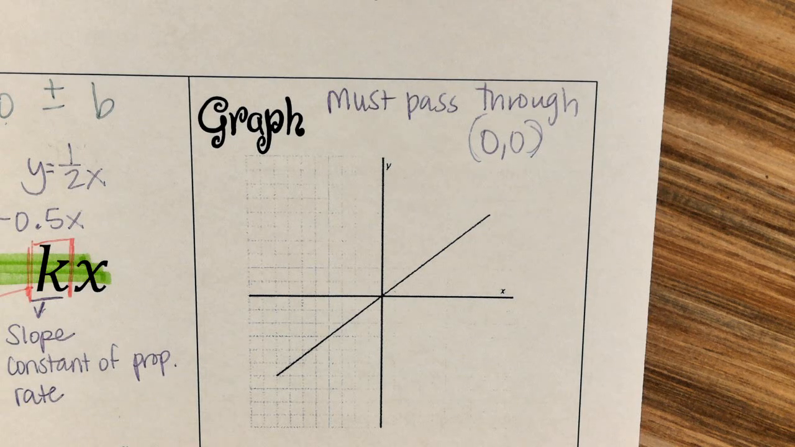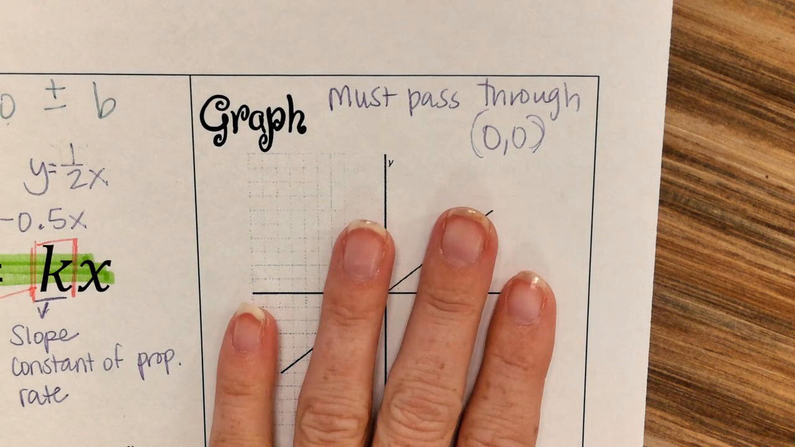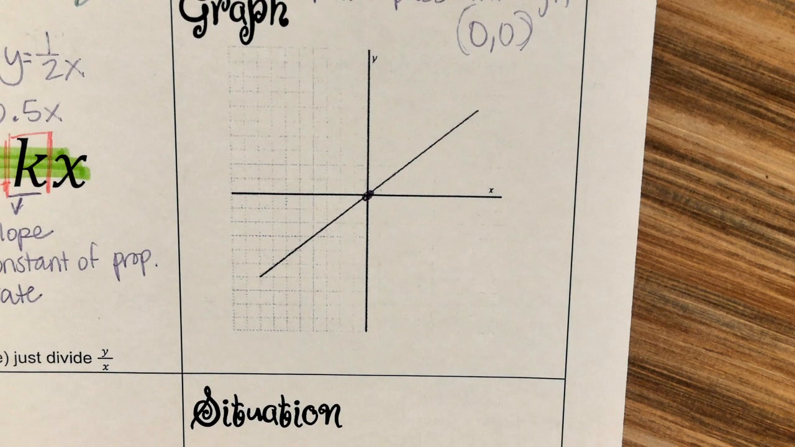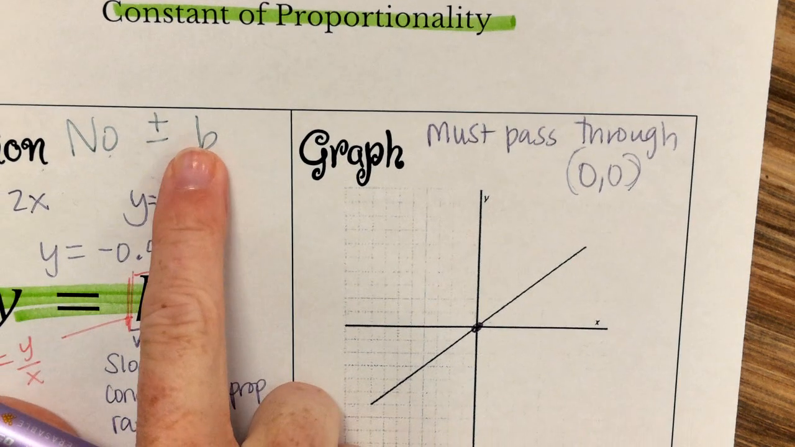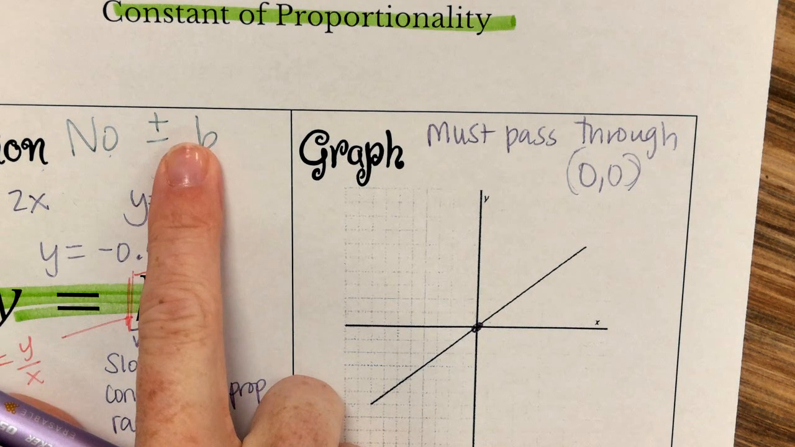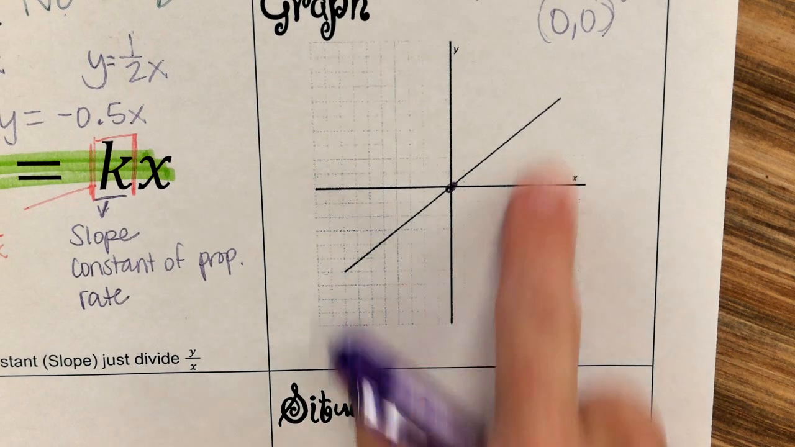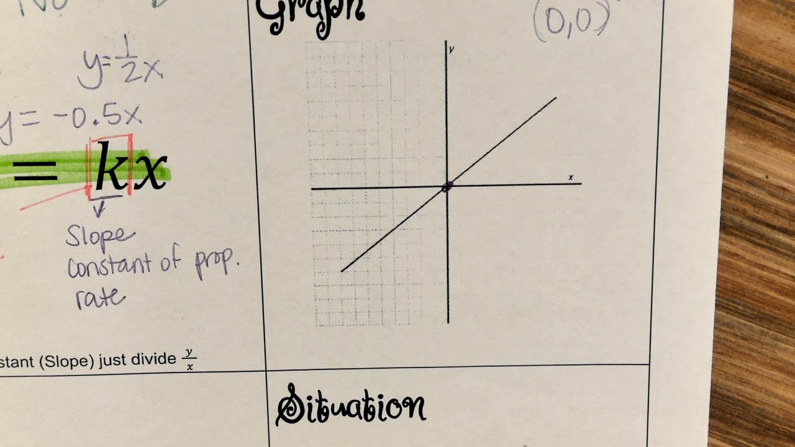Okay. Are there any questions about a graph? So right here, the line has to be touching it. It doesn't have to have a dot there, but it must pass through there. How do I know that? Because the y-intercept must be 0. Okay, are there any questions on what a proportional graph will look like?